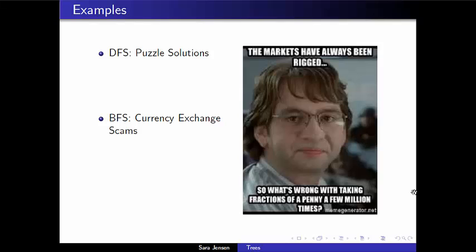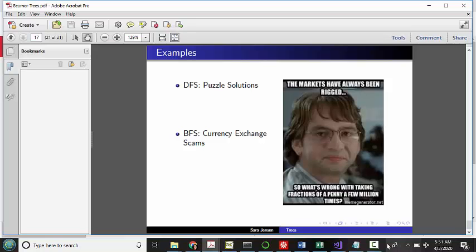And what we're going to be talking about are currency exchange scams. We put a little Office Space reference in here because there's something of that nature in that movie, and it's worth checking out in your free time right now. So let me show you what we're going to be doing with currency exchange scams.